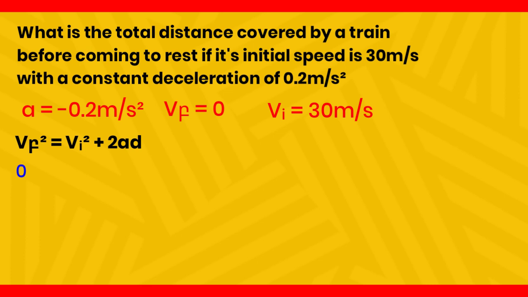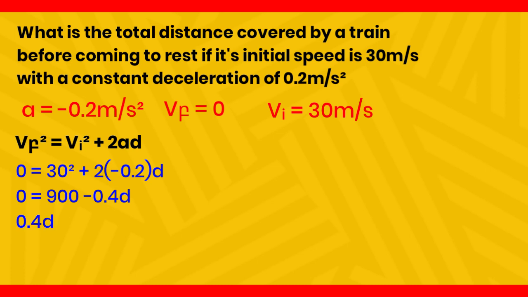So we have 0 equals 30 squared plus 2 times negative 0.2 times d, and 0 equals 900 minus 0.4d. 0.4d equals 900. Dividing both sides by 0.4, and we have d equal 2250 meters.